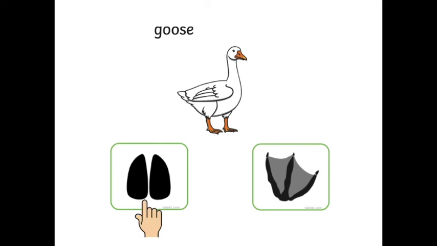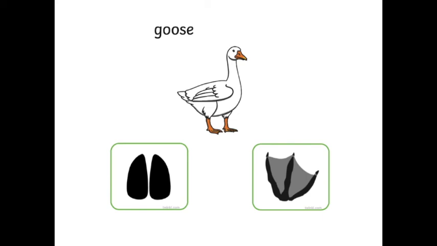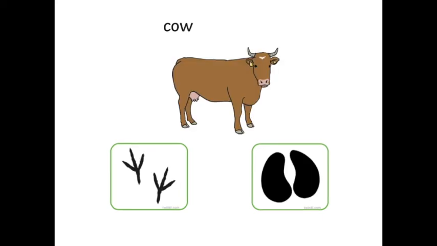Goose. Is this a goose footprint or this one? What do you think? Look at the goose's feet. This is the correct footprint. Which is the correct footprint? These or this? What do you think? This is a cow's footprint. Great job, everyone.